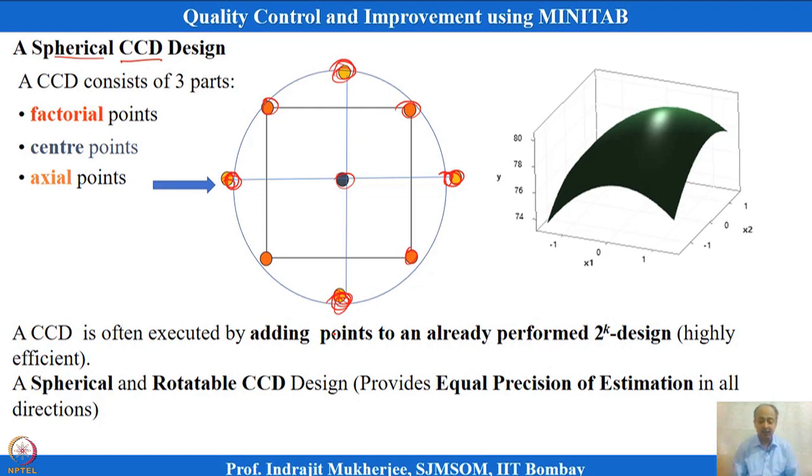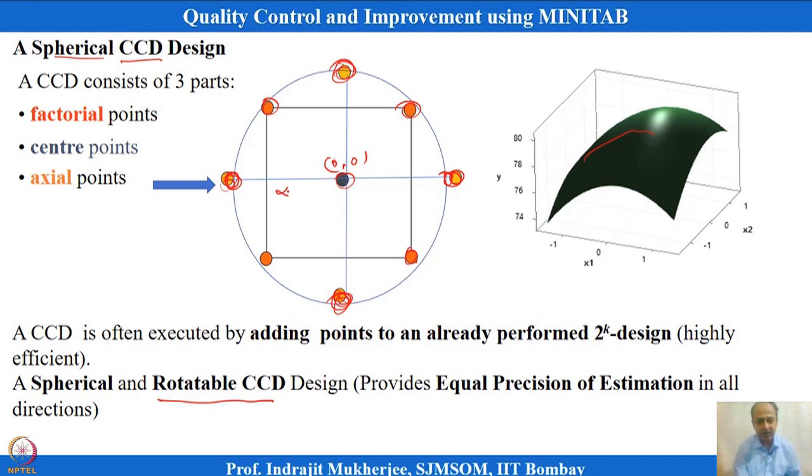This is spherical and rotatable. What it says is that equal precision of estimation is in all directions. When we develop the response surface like this, what you are seeing on the right hand side of the screen, response surface drawn in Minitab, the estimation at any corner of this is quite precise. That is why we use CCD design, and in this case we say that it is a rotatable central composite design. Then what will be the axial point? This is the 0 point over here, and these are the corner points -1, +1, these points what you are seeing over here. Then what will be the value of the axial points? This is known as the distance from the center point.